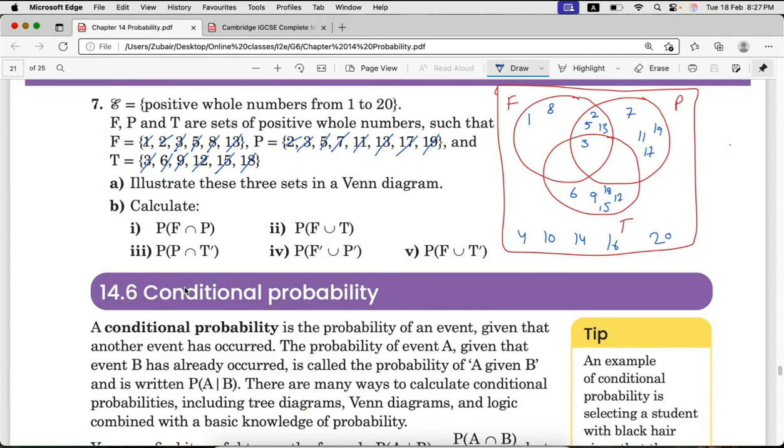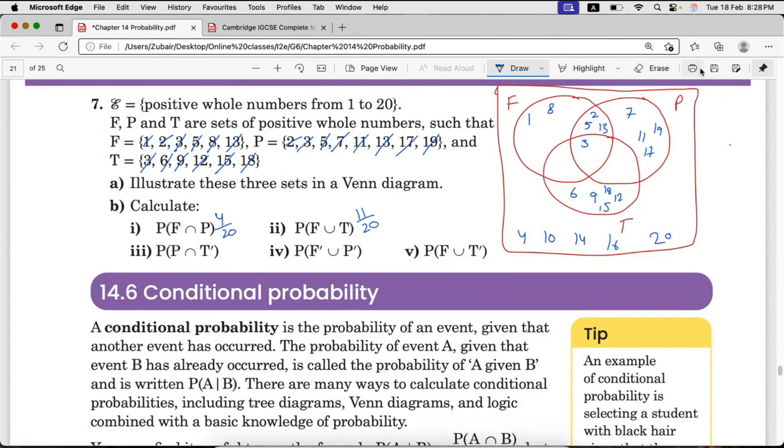Sir, one is forward 20. Very nice. So these were elements. I was just waiting to see if you would count them or add them. So that is correct, 4 out of 20. F union T, complete F circle and complete T. So, I think 11 over 20. Very good.